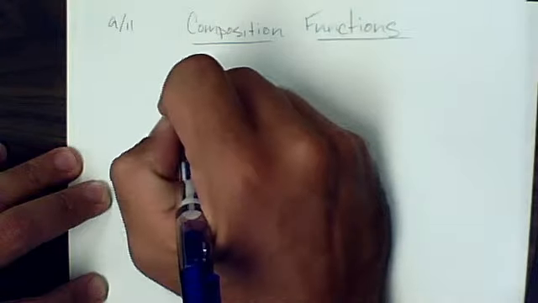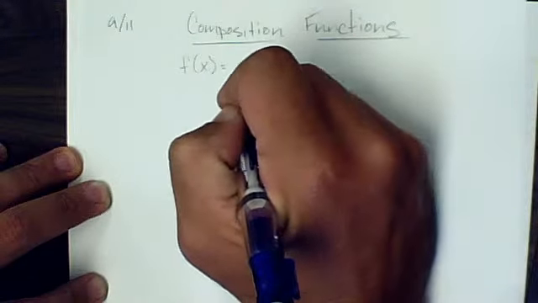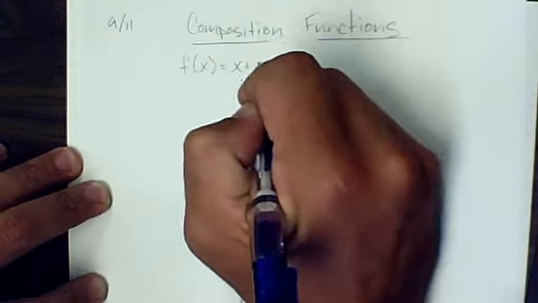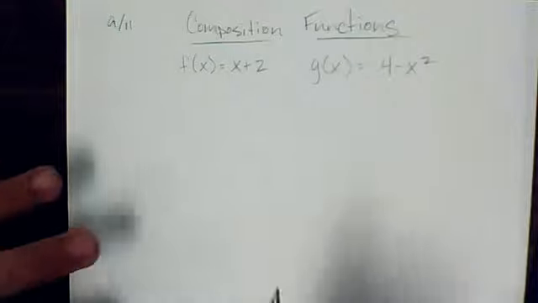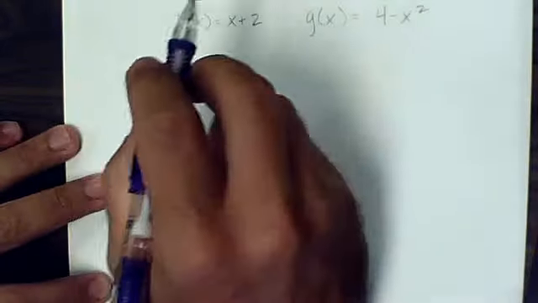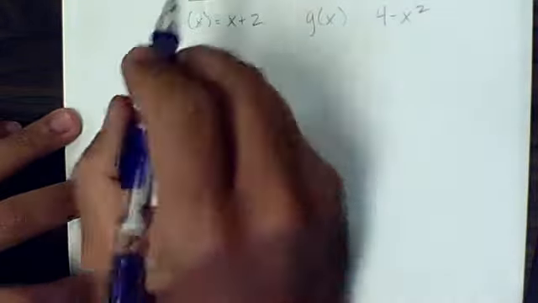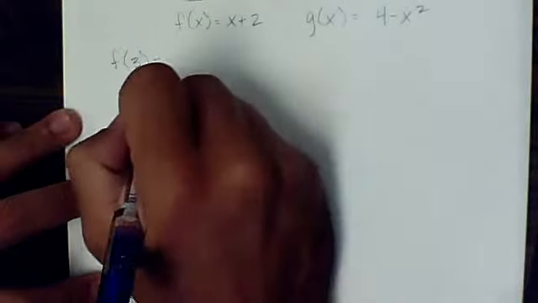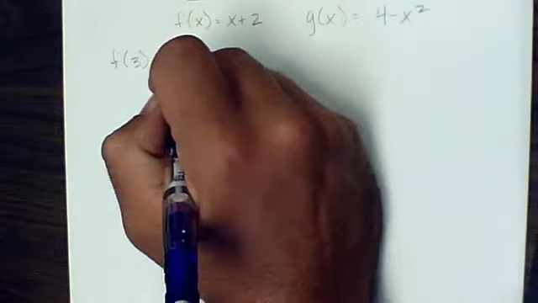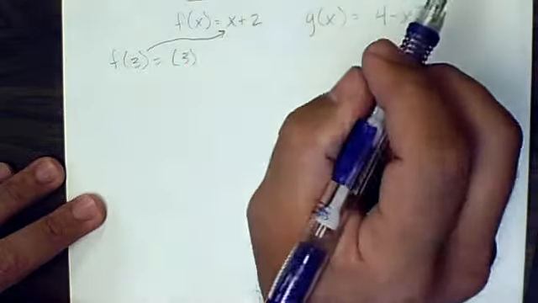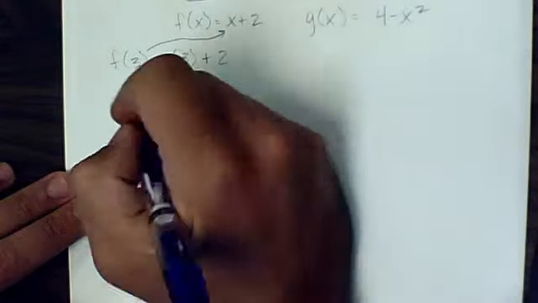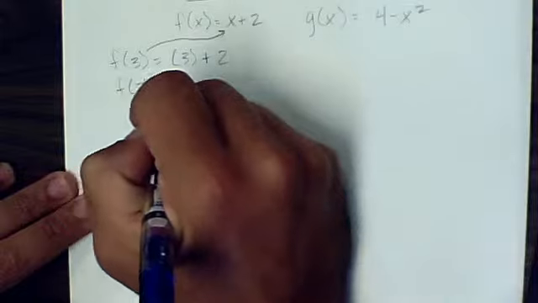We're going to use the functions f of x is equal to x plus 2, and then we'll use g of x is equal to 4 minus x squared. Now, there's some notation that you're probably not used to. If you remember function notation, if you're asked to find f of 3, then we would take 3 and plug that into x right there, and we would end up getting f of 3 equals 5.